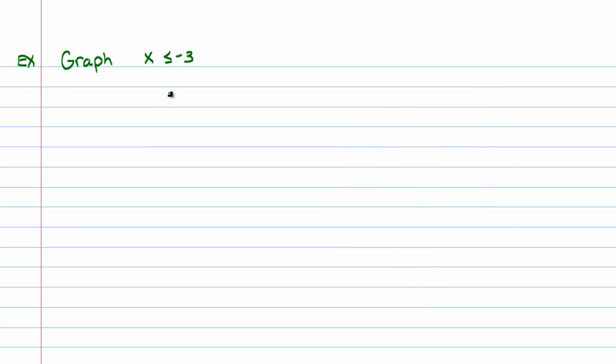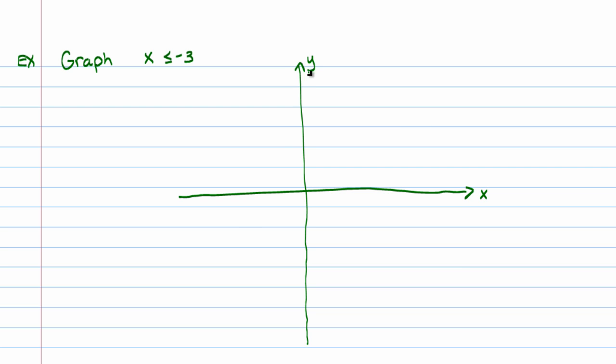Every once in a while, you get this oddball-looking equation or inequality. Graph x is less than or equal to negative 3. Well, here are my x and y axes. Remember that for the line x equals negative 3, that's a vertical line at negative 3. So here's negative 1, negative 2, negative 3. And so I'm going to draw a vertical line. It's going to be solid because it's less than or equal to. So let me go ahead and do that. I have a solid vertical line.